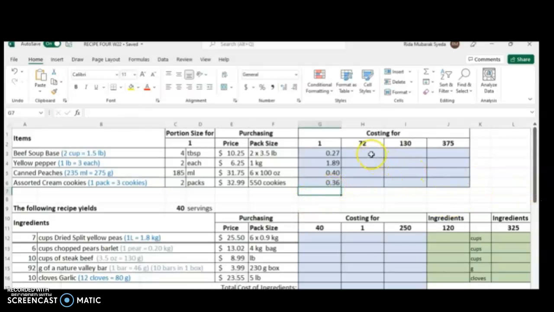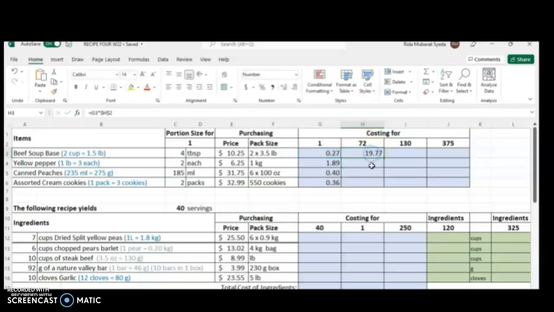So now let's move on to the next part, which is finding the cost for 72. For this one, what we simply do is take the cost for 1 and multiply by 72, which is the new serving size. Over here, I'm going to do something called absolute cell referencing, which is the F4 key. I'm going to command Excel to stick to that same number, 72, because that's a common number, and I'm going to use that for all my other cells.